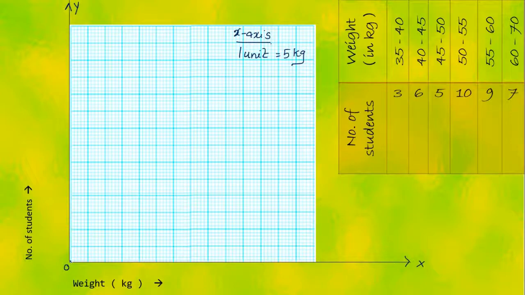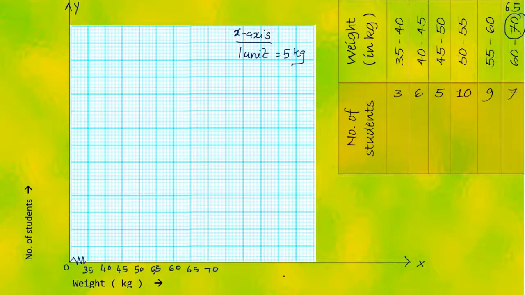So what we have to do? We have to mark here like this. Why is it so? Because that portion we are not considering and the graph starts from 35 here. So 35, 40, 45, 50, 55, 60, 65. Sorry students, here there is a correction. It is not 70 but it is 65.